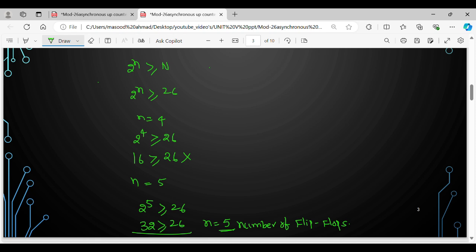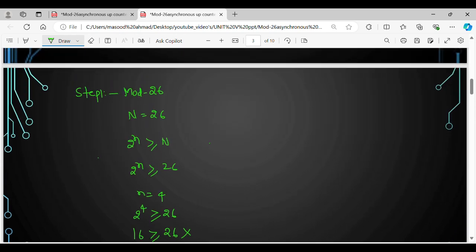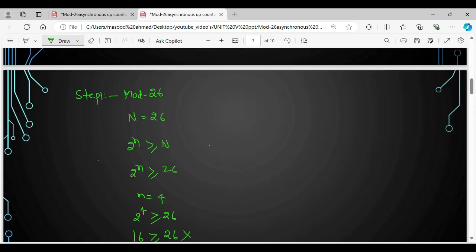Okay. So once we know the number of flip-flops, what do we need to do? The next step, step 2, is to decide what variety of flip-flop you want to use. Let's use the SR flip-flop. How to convert SR into T? We have seen the SR to T flip-flop conversion.